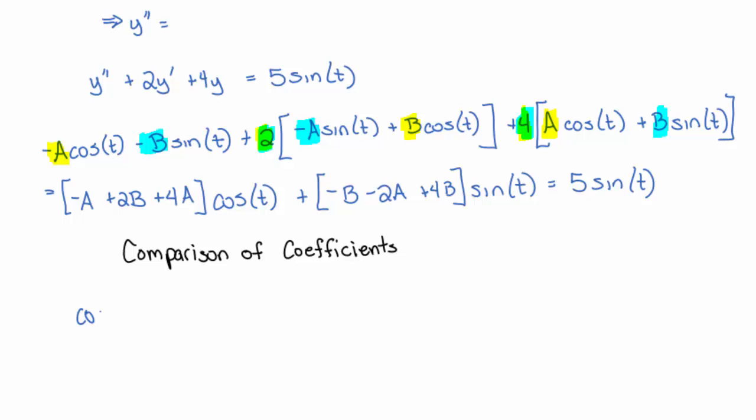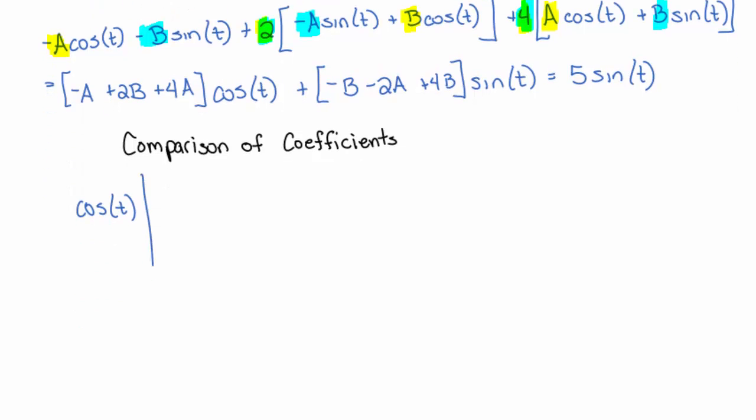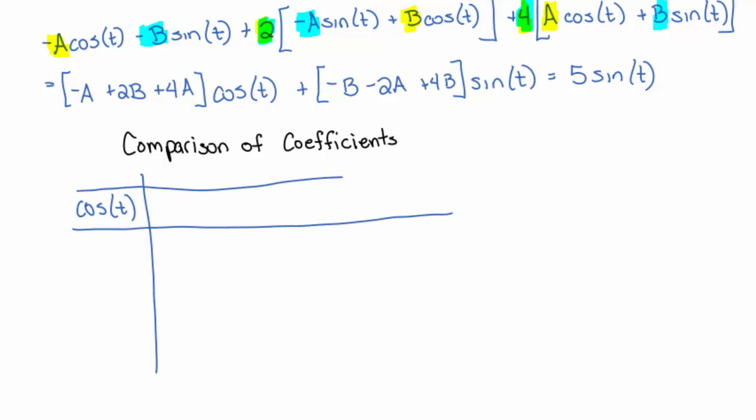Well, for the cosine of t, and I usually, when I do this in class, I build a grid like this, and I have the left-hand side, and I'll compare it to the coefficients of cosine of t on the right-hand side. So on the left-hand side, the coefficients of cosine are going to be, let's see, negative a plus 4a is 3a plus 2b. And on the right-hand side, the coefficients of cosine of t, well, there is no cosine of t, so it's just 0.